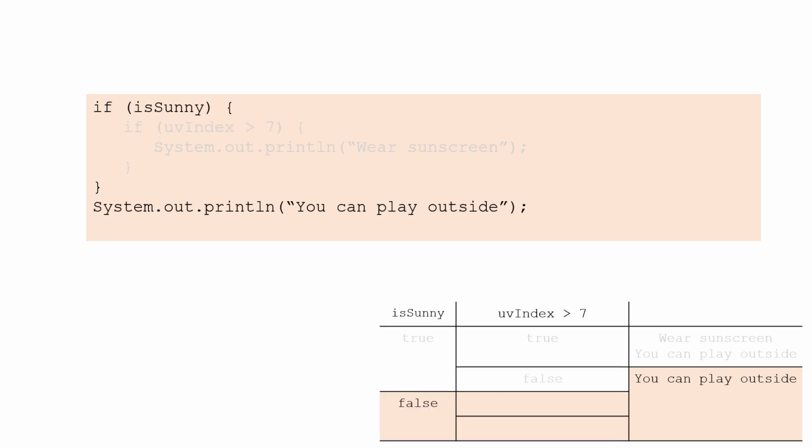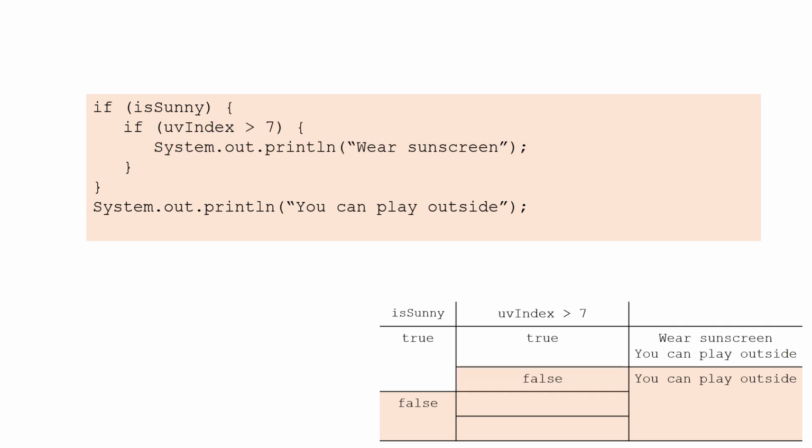And when is Sunny is false, the program skips the body of outer if statement and moves to the next line, which is a print statement, and it prints you can play outside. So again, when both of these conditions are true, the code does something. And in all other cases, meaning that when at least one of these conditions is false, the code does something else.